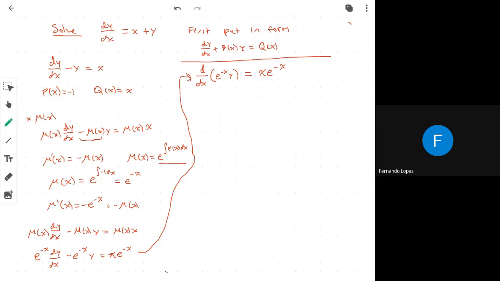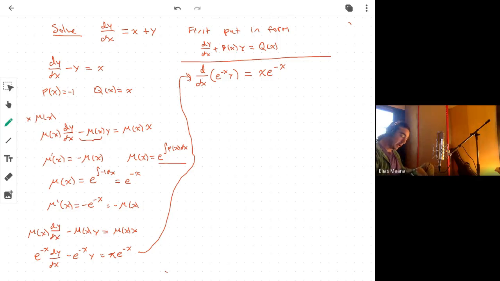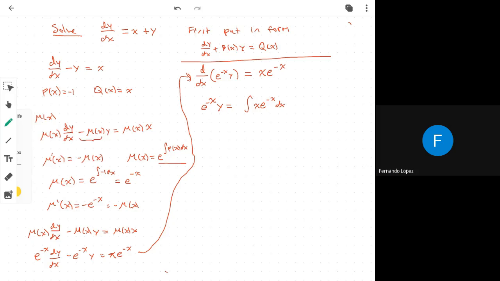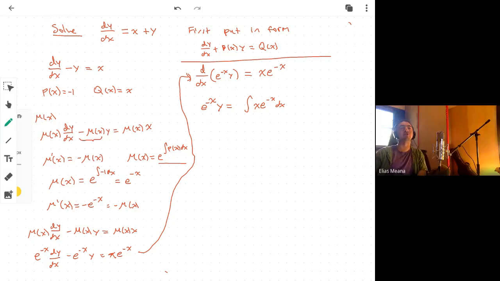All right, and so integrating gives us e to the minus x y equals the integral of x e to the minus x dx. Right? So we have to solve that integral. How do we solve that integral? Integration by parts.